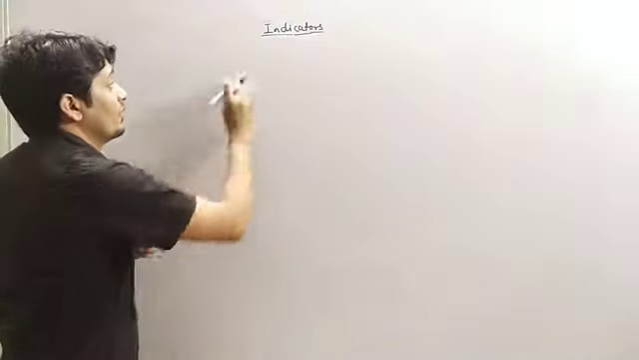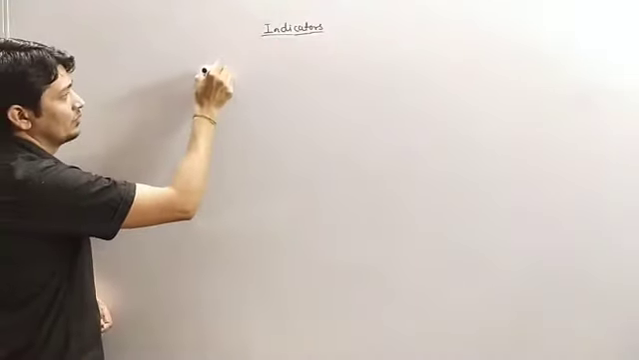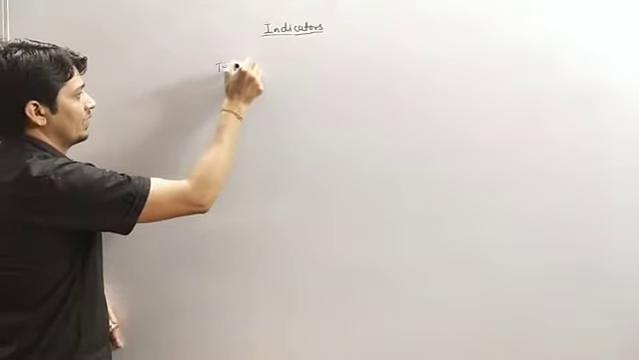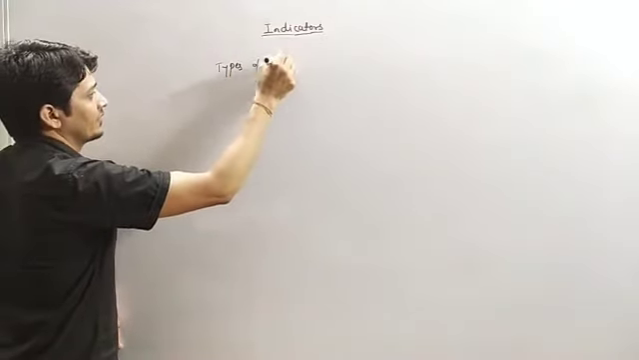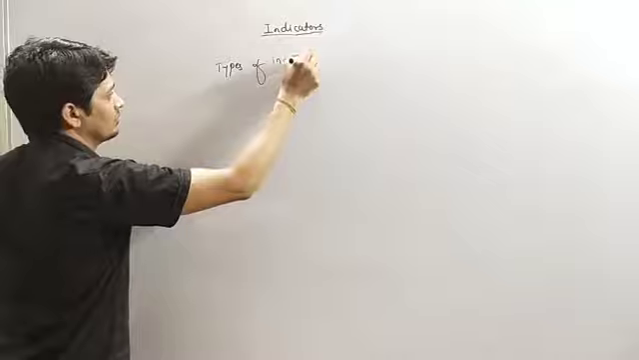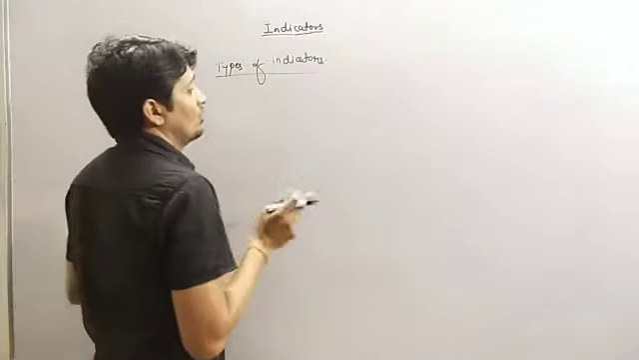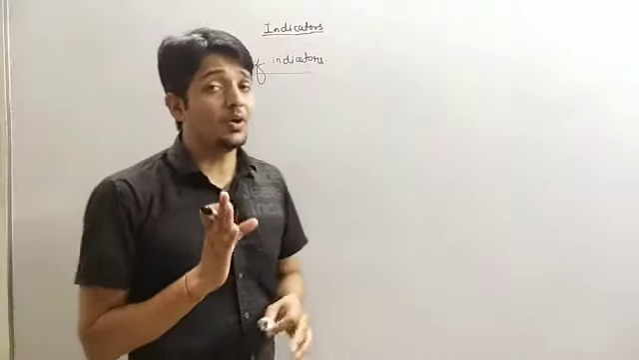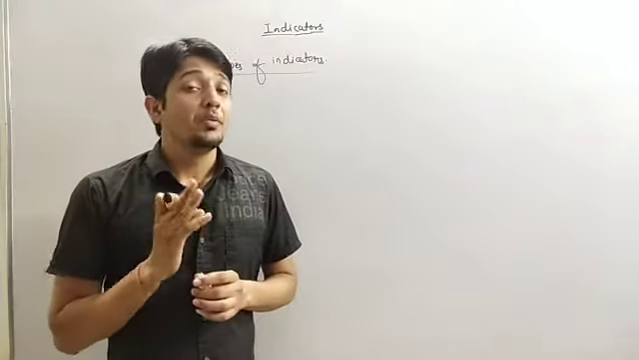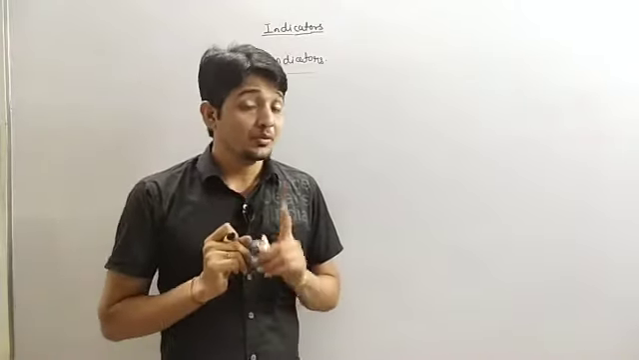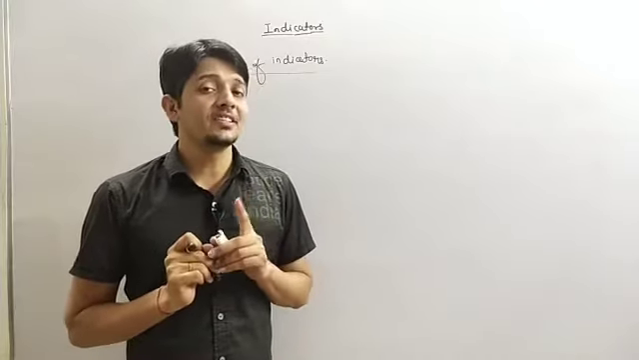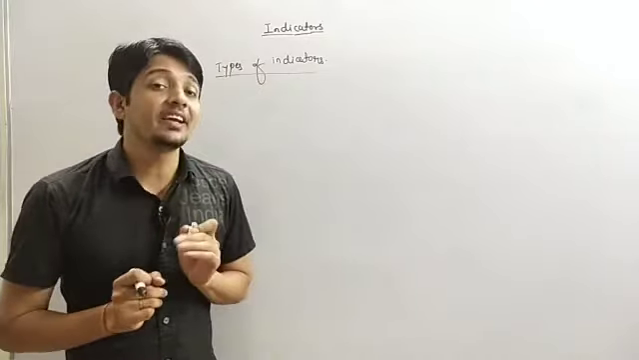Okay, so we have to understand the types of indicators now. Types of indicators. On the basis of occurrence, we have two main types. One is natural indicators and another is synthetic indicators.